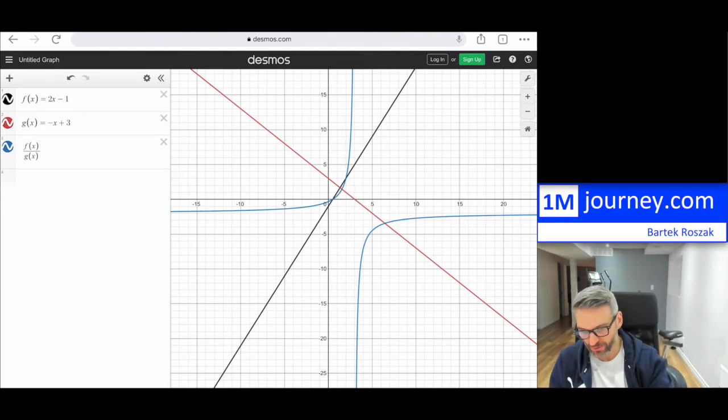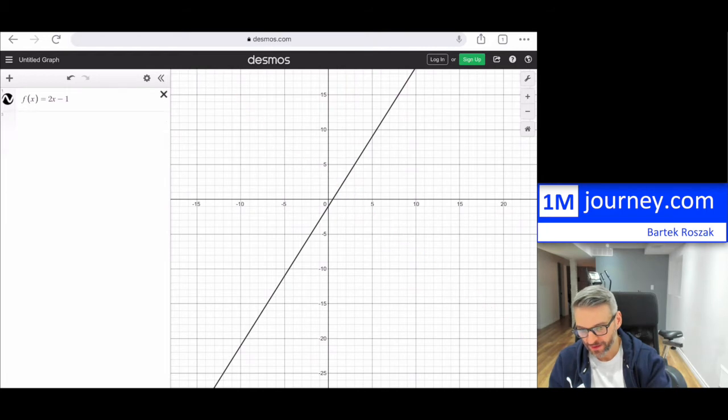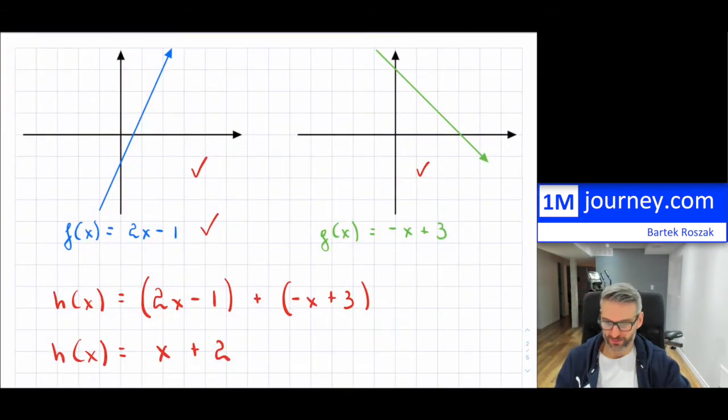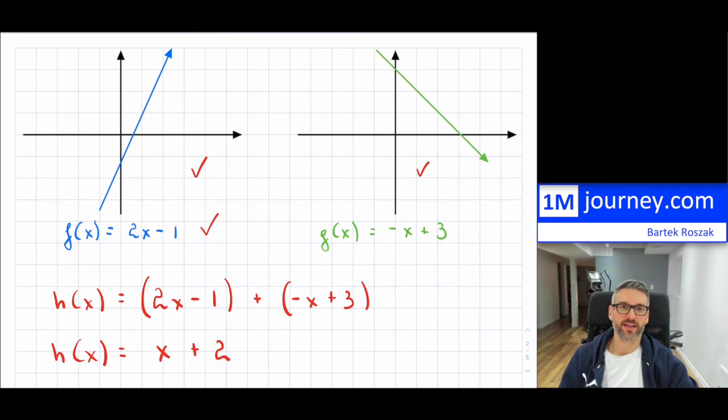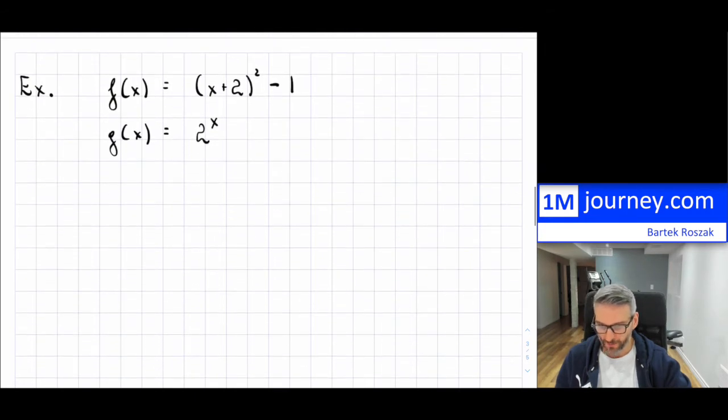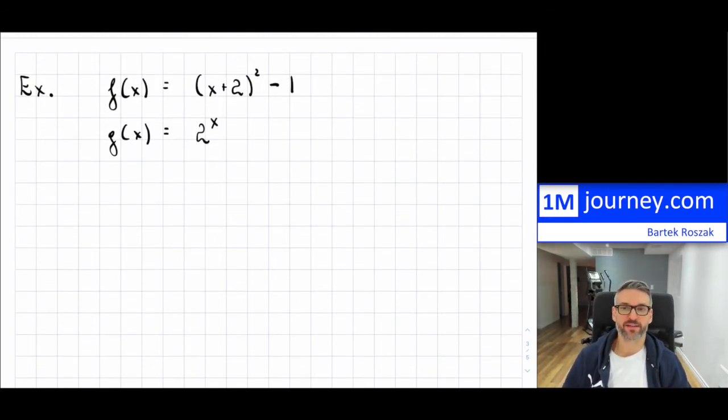Now we can take these operations and extend them further to many other examples. They don't have to just be lines. They can be any functions that we take on. So here's another example. We have a quadratic, which has a vertex at -2, -1. And then we have an exponential, which is 2 to the x. Now, if I take operations, if I add them or subtract them, multiply them and so on, we are going to get new ones.